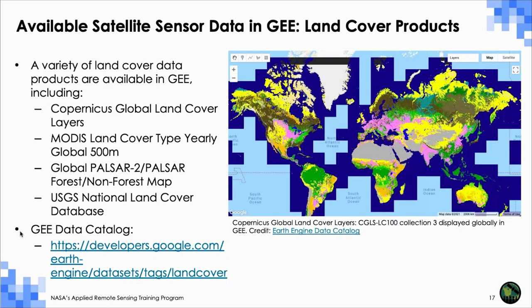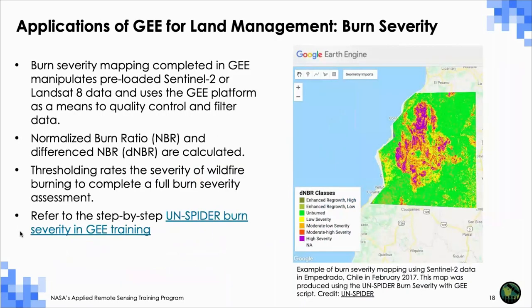So make sure you take a look at these data catalog links to really get a full survey of the available data layers and imagery archives. All right, so that was our super quick survey of relevant data products available. And now I just want to go over some applications for land monitoring related tasks. So hopefully this gives you a bit of an idea about the versatility of Google Earth Engine and resources that might be helpful for your own work.